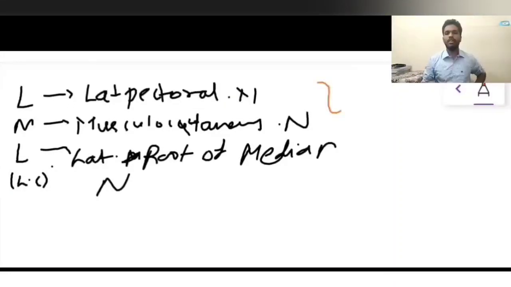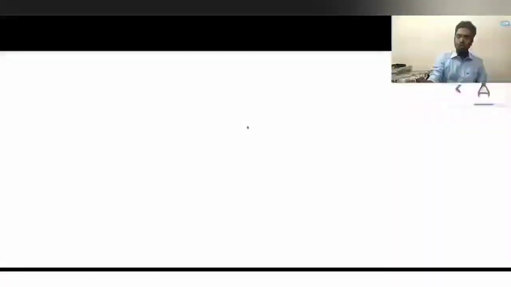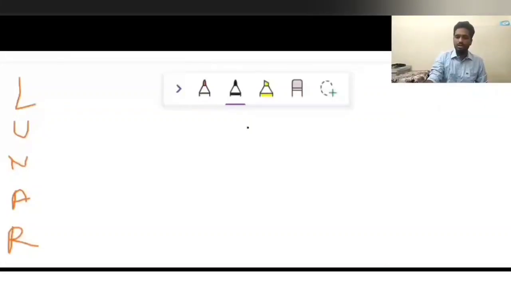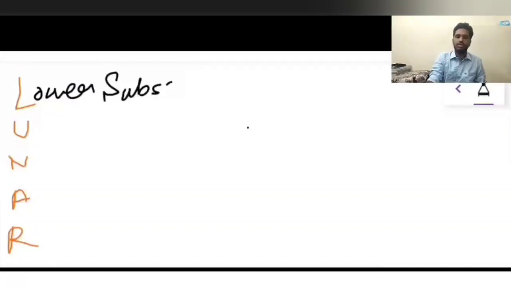Now what next? These were the branches of the lateral cord. Now what was the mnemonic for the posterior cord? It was LUNAR, L-U-N-A-R, right? So the first L was lower subscapular nerve.